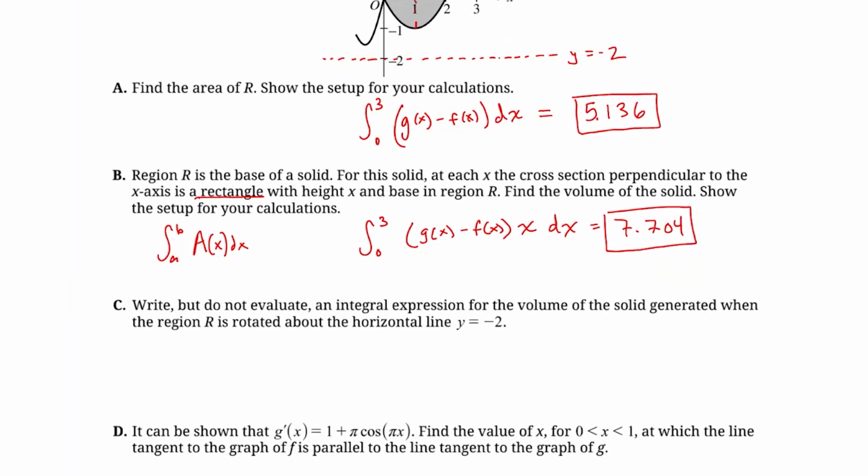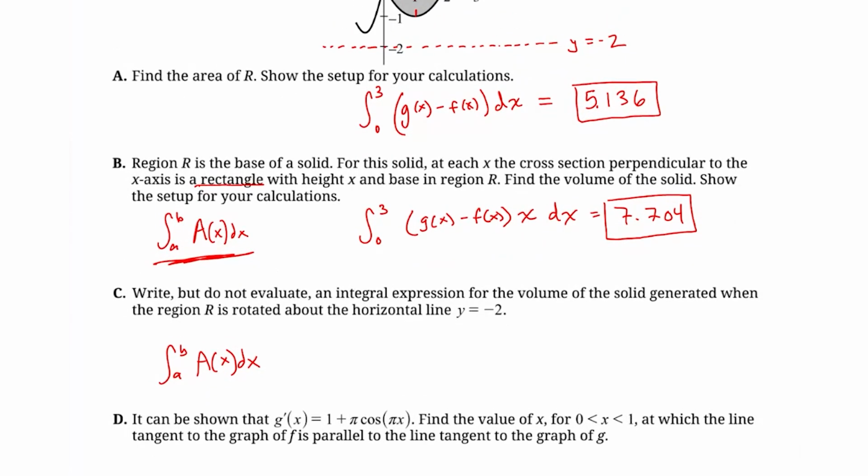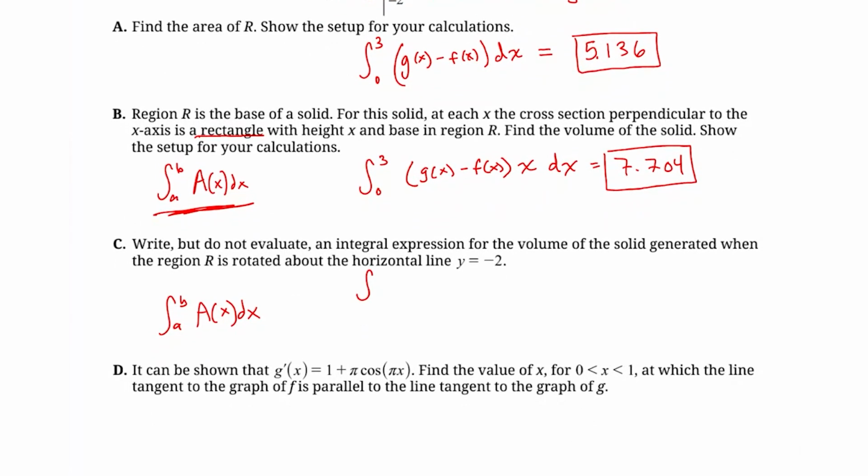But the way we're going to approach this is actually the same way as we approached the last one: we're going to use the integral from a to b of the cross-sectional area times dx. The challenge here is coming up with that cross-sectional area, which is the area of the big circle minus the area of the small circle. So I'm going to write it just like that. The area of a circle is pi r squared.